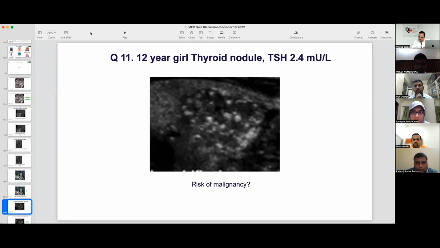Dr. Reshma? Sir, with microcalcifications, risk of malignancy is less. So I will go for 10%, sir. These are multiple ones actually. So these are one of the higher end.